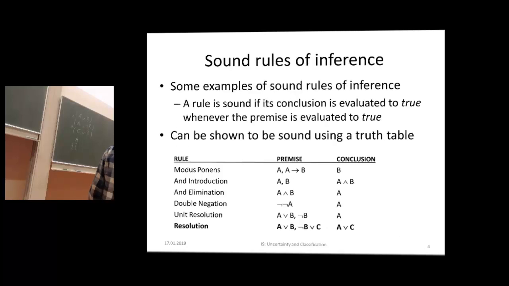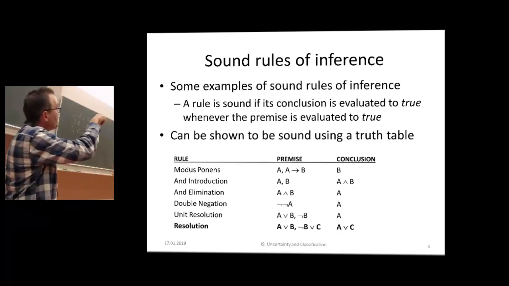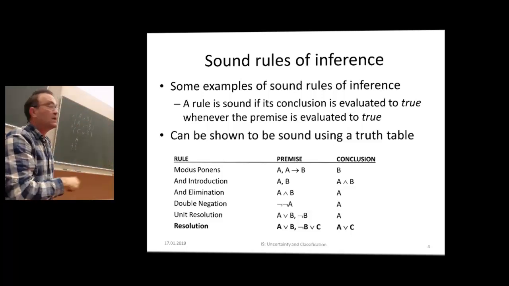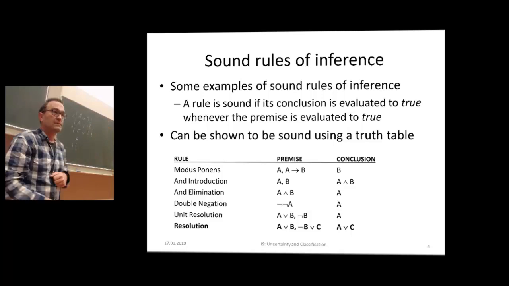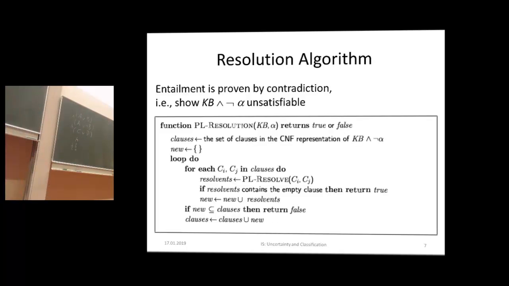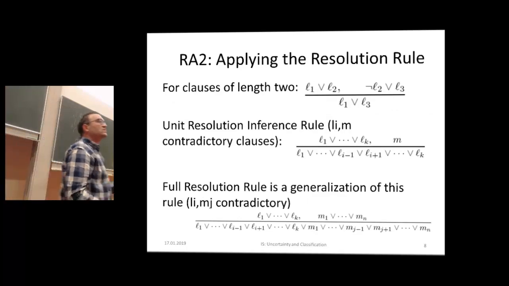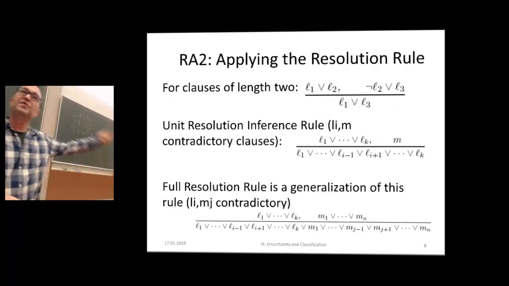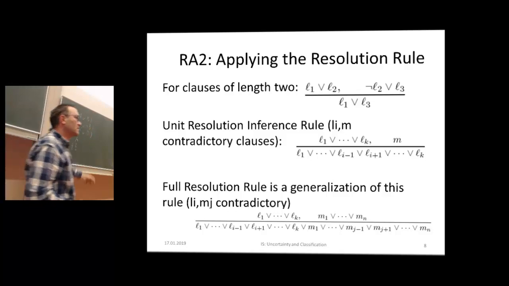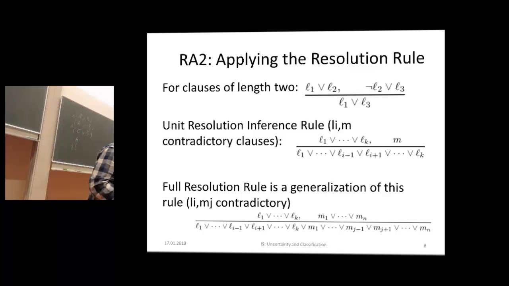I have to check, but I think I have the example down here. So if you have A or B, and if you have not B or C, then you can add A or C. Yeah, that's the rule. It's very, very simple. And it's the only rule that you need in order to have a sound and complete algorithm for propositional logic if you apply the algorithm that I showed on the slide before. So that's the main computational tool that you have here.